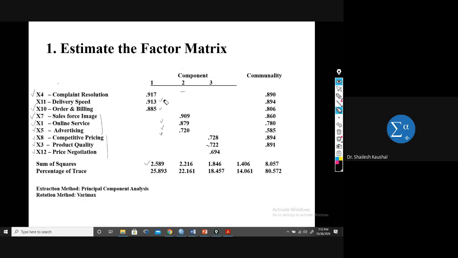Sir, is this called the total percentage of variance? Yes, this one. 25.89. So these are called the percentage of variance, right, sir? Yes sir, percentage of variance.